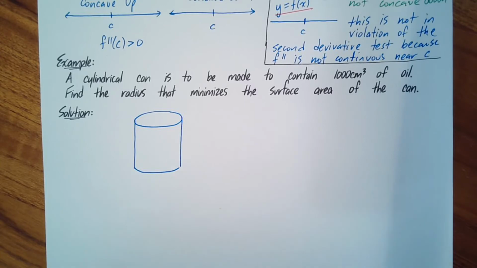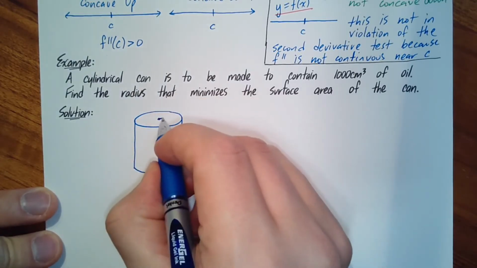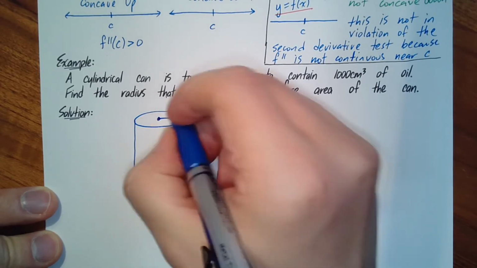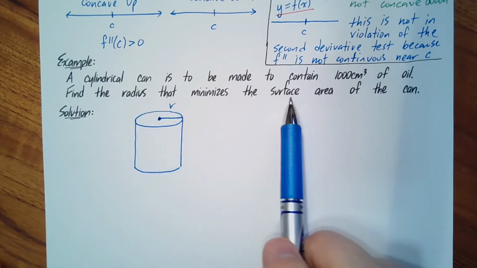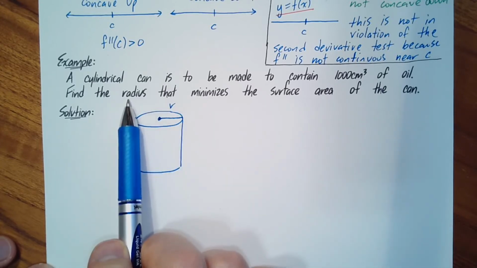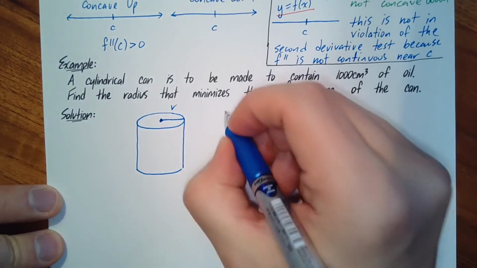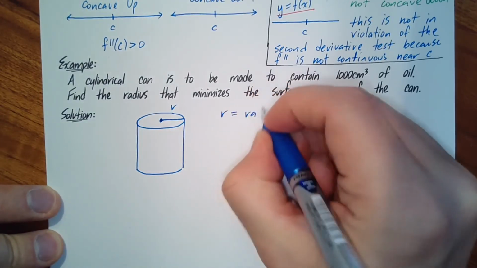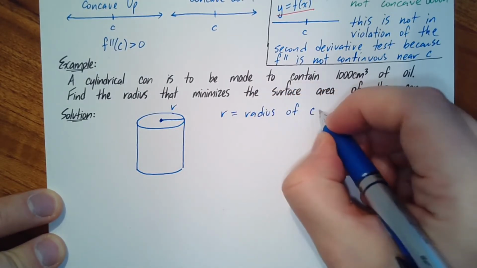So what's the radius? The radius of a cylinder is the radius of the circle at the top of the cylinder. Right? Cylinders have circles built into them. So the radius of that circle, that's what we mean when we say the radius that minimizes the surface area of the can. We're talking about the radius of this cylindrical can. This is the radius we're talking about. So let's say R is the radius of the can.